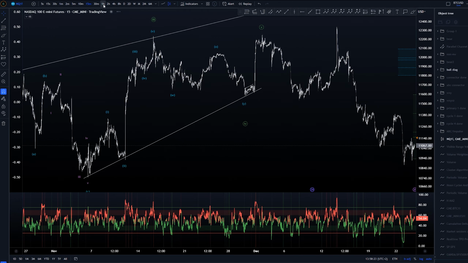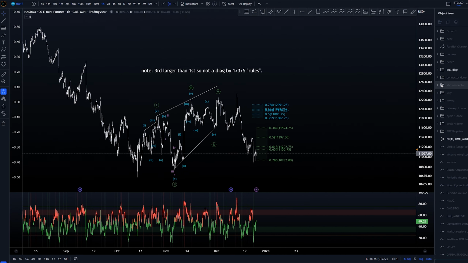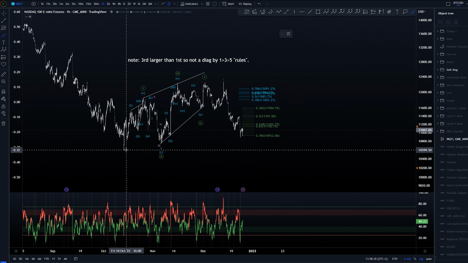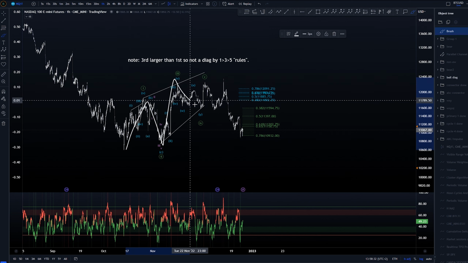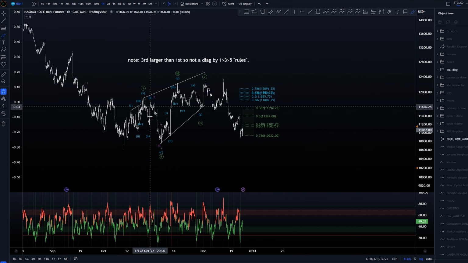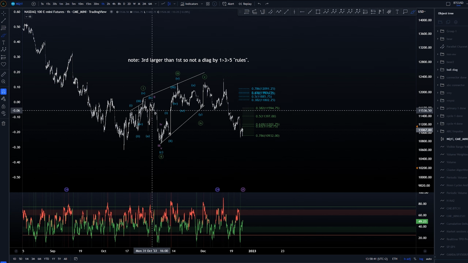The 15-minute time frame is not good enough; 1 hour should probably be good. So here, one of the scenarios is that we had a diagonal here, a 1, 2, 3, 4, 5. The third here is the largest, which is not the most typical on diagonals. Some might say that it is breaking rules.